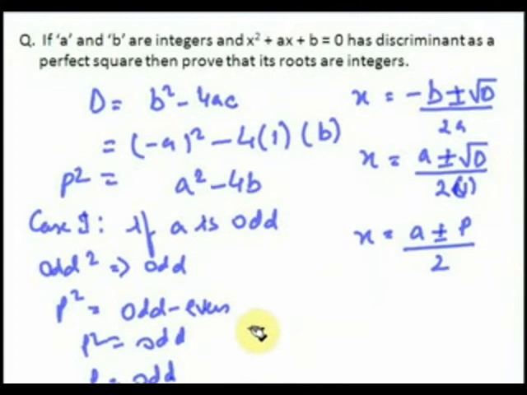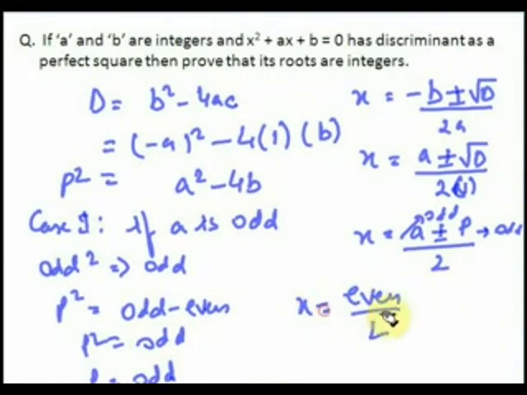So we can write this as a plus minus p upon 2. The value of p is odd. Odd plus odd: this term is odd and this term is odd. Odd plus odd is even, and even upon 2 is an integer. So x is equal to even upon 2, which will always be an integer.